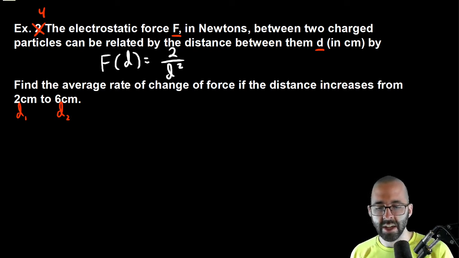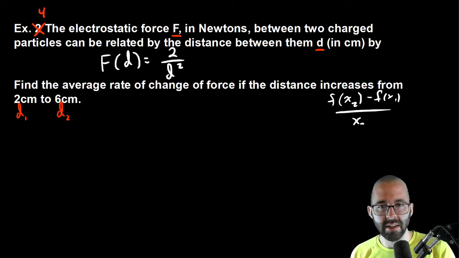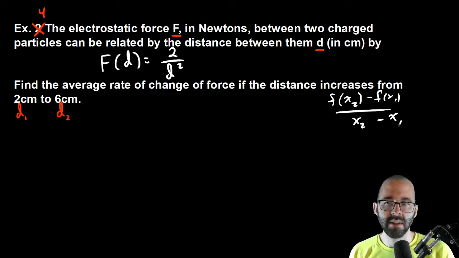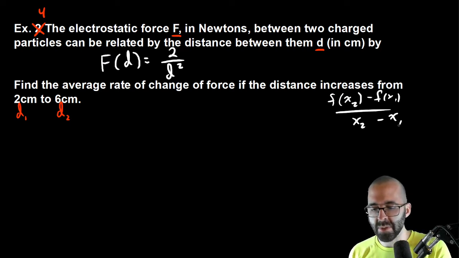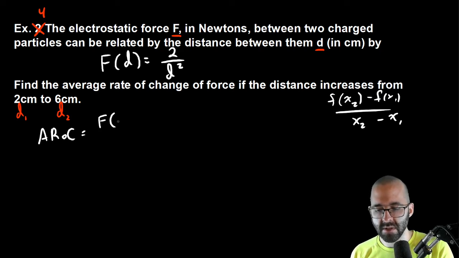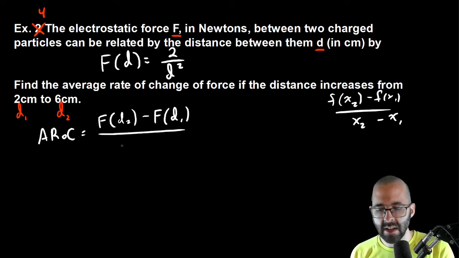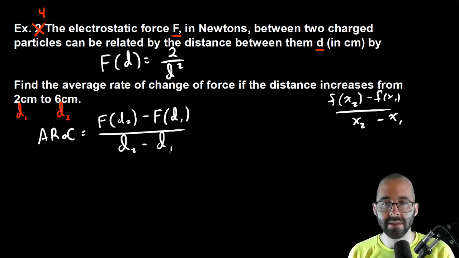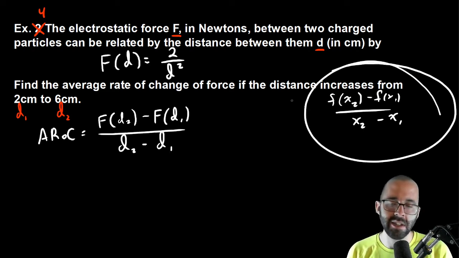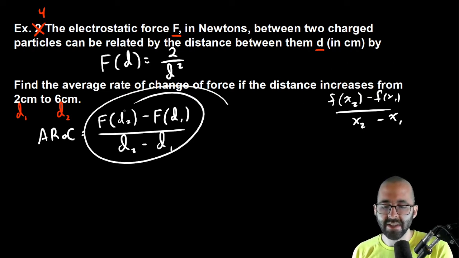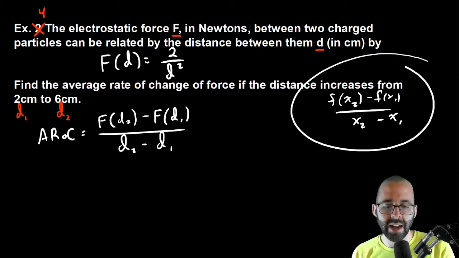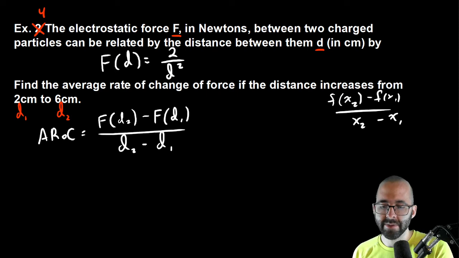So normally the average rate of change, if we go off to the side, it's this. But we don't have x's and y's here. We don't have x's and little f's. We have distances and forces. So let's update it. Average rate of change is the force at the second distance minus the force at the first distance divided by the difference between these distances. And again, you could use these variables as well, but this is what it actually is. You'll get the right answer with this, but this is better.